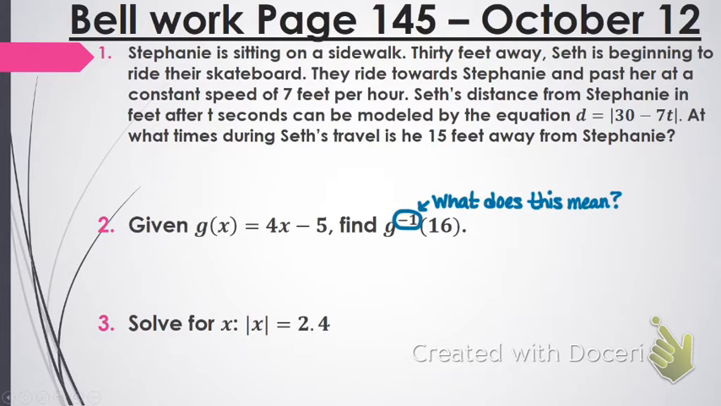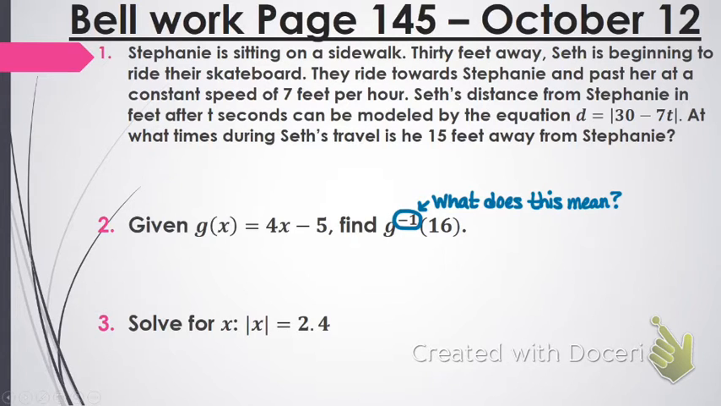Number 1, Stephanie's sitting on a sidewalk. 30 feet away, Seth is beginning to ride their skateboard. They ride towards Stephanie and past her at a constant speed of 7 feet per hour. That's really ridiculously slow. 7 feet per hour? I'm pretty sure I can walk 7 feet in about 5 seconds, but I'm not going to argue with it.